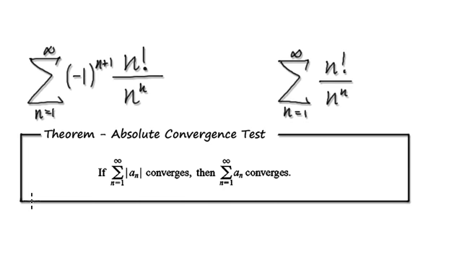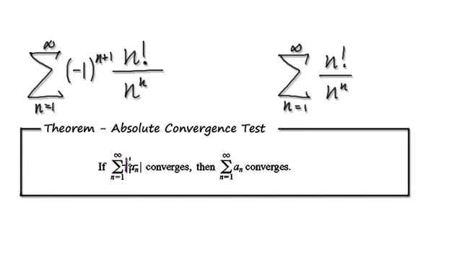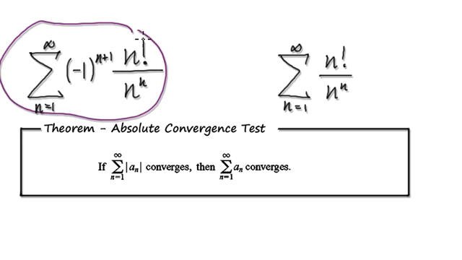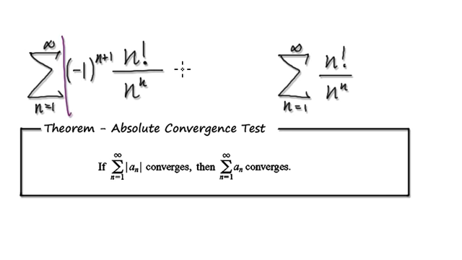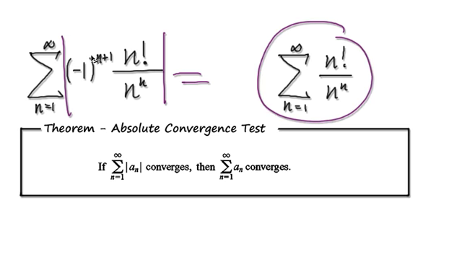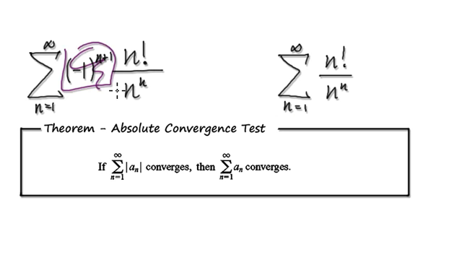Okay, so to do this, there's a theorem that says that if you look at the absolute version of the sequence, if the absolute version converges, then the original series will also converge. So rather than looking at this, we are going to look at the absolute version of this. So the absolute version will equal this thing here. So it's really us discarding this.